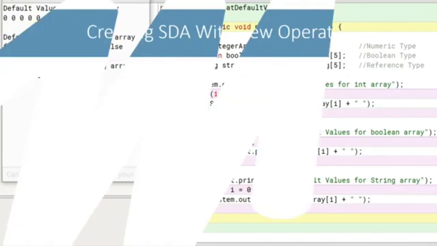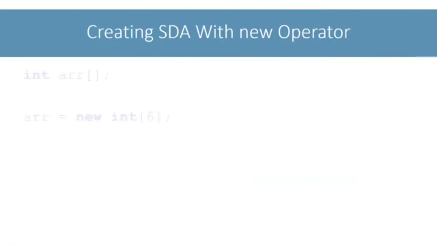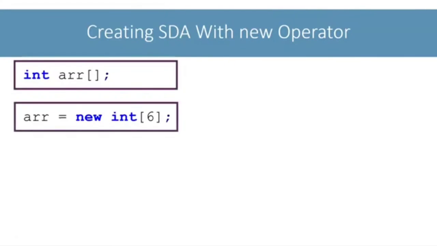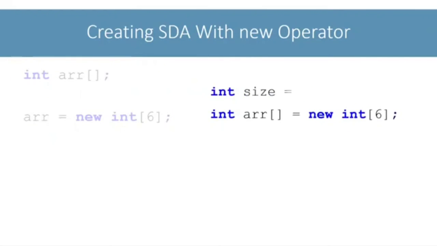Coming back to array declaration and creation, we learned that we can declare and create an array using these two statements. We can also combine the declaration and creation of the array into a single statement like this. Most of the time, we will use this way to declare and create an array. One more important thing. We can use a variable also to specify the size like this. It need not always be a literal.